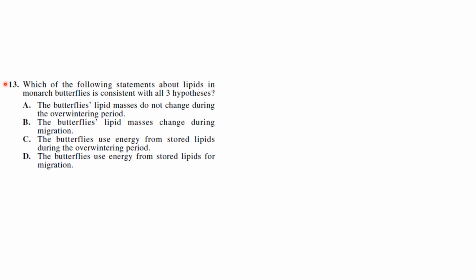Which of the following statements about lipids in monarch butterflies is consistent with all three hypotheses? The butterfly's mass does not change during the overwintering period. Well, that's not true because butterfly 3 gets fatter. The butterfly's lipid mass changes during migration. That's true. Butterflies 1 and 2 lose mass and butterfly 3 gains mass, so B.